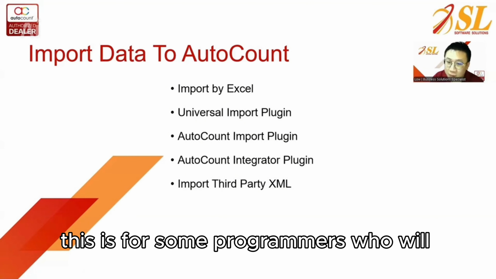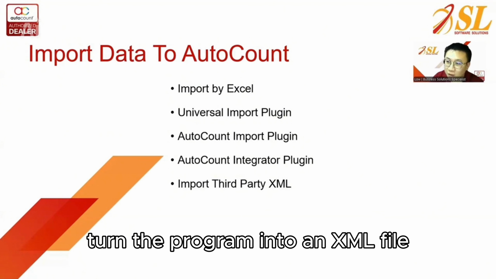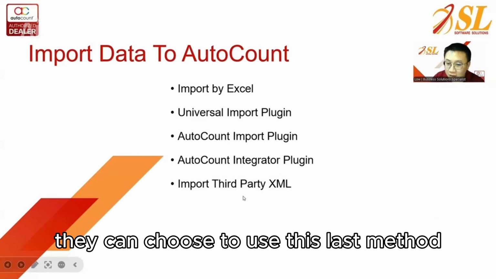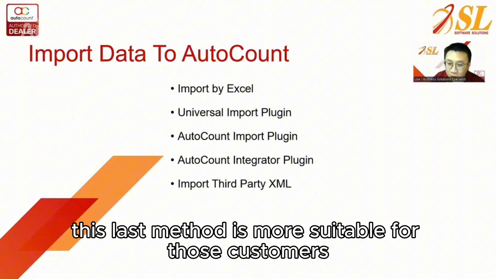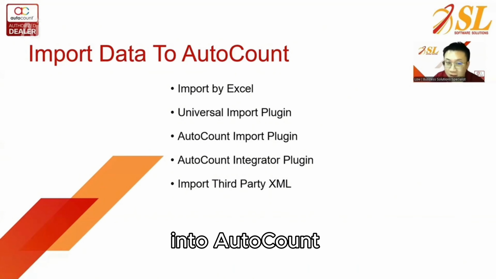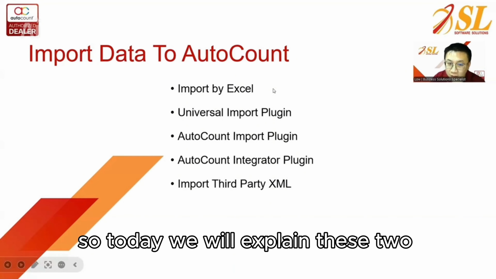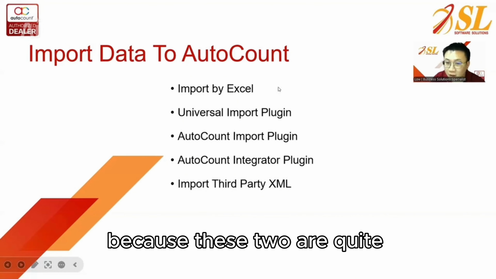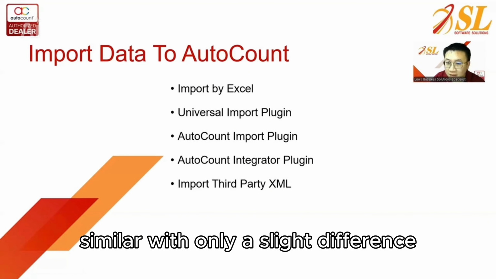This is for some programmers who will turn the program into an XML file. In this situation, they can choose to use this last method. This last method is more suitable for those customers with a programming background, or who have used it with AutoCount. So today we will explain these 2, import by Excel and universal import plugin, because these 2 are quite similar, with only a slight difference.